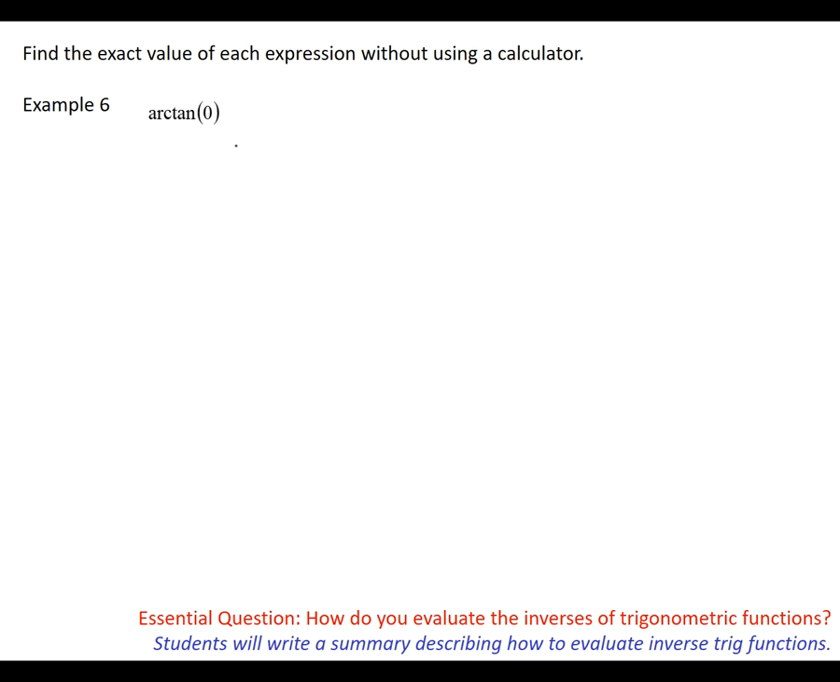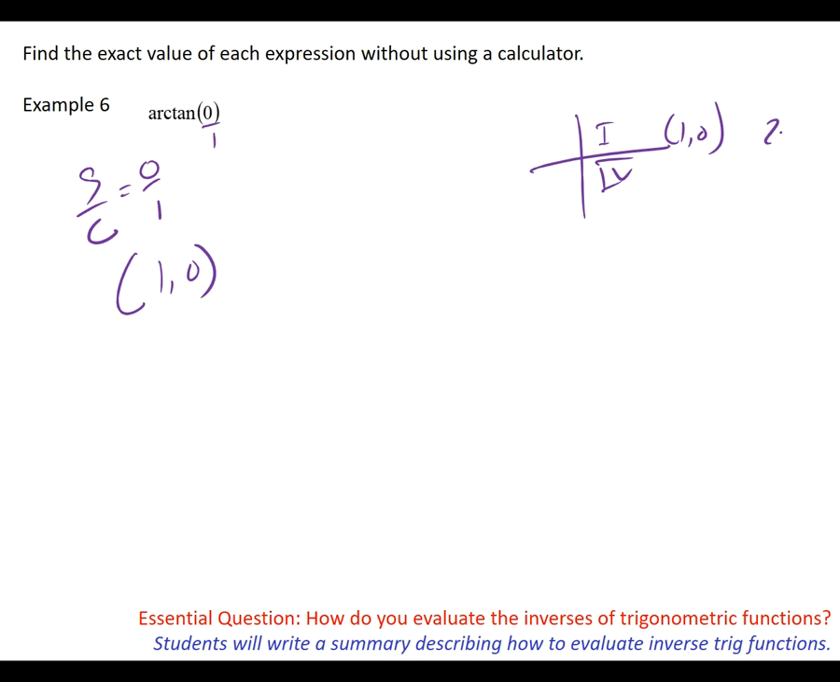Alright, arctangent, so which quadrants is tangent valid in? 1 and 4, good. We need to do 0, right? But 0, tangent is what over what? Sine over cosine. So this is really saying that the sine is 0 and the cosine is 1. There's always a 1 in the denominator. So I'm looking at the point 1, 0. 2 pi. Alright, I heard 2 pi.